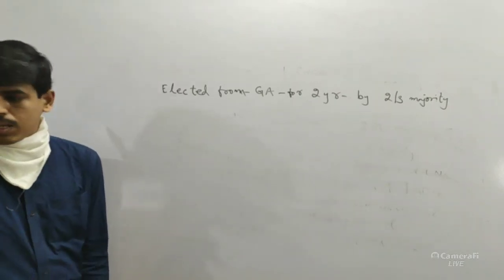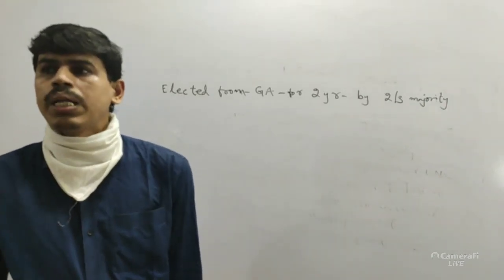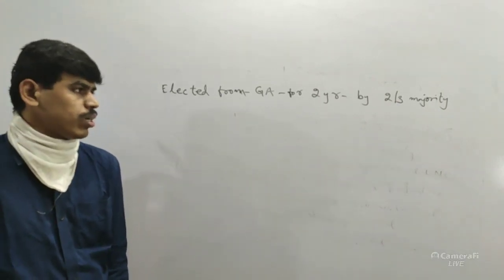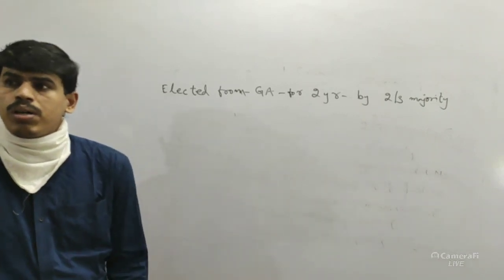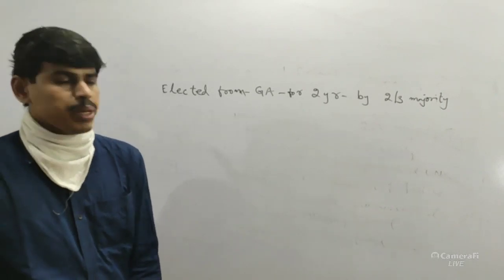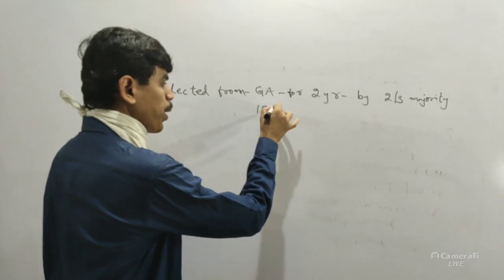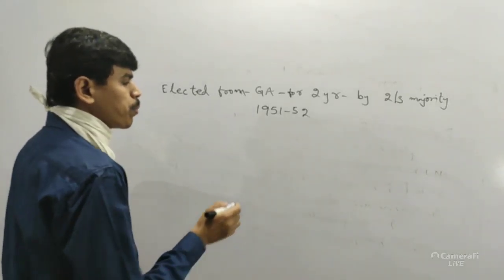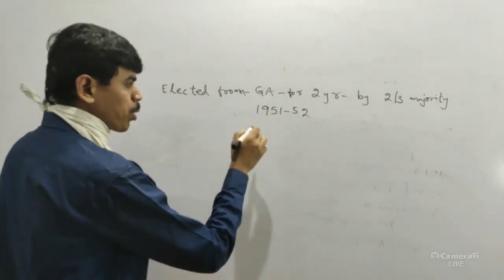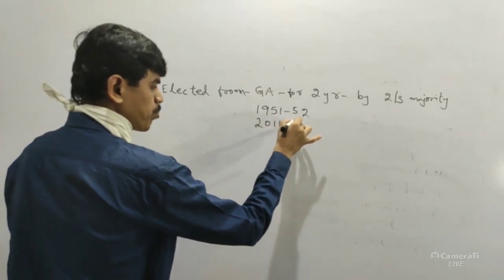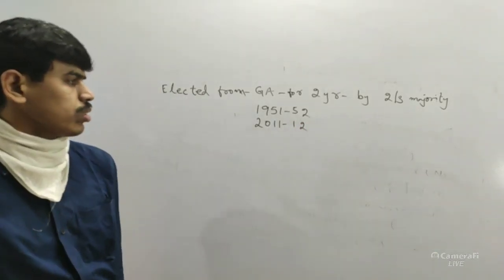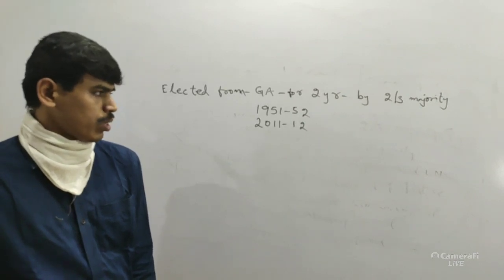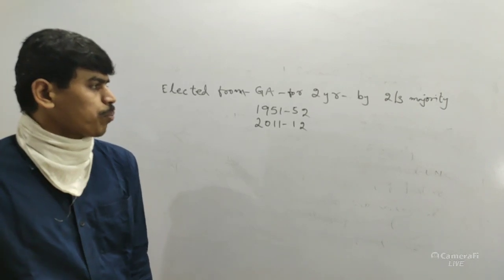What is the position of India in the Security Council? Still now it is not a permanent member, but sometimes it became a non-permanent member. India became a non-permanent member for the first time in 1951-52, and the last time from 2011 to 12. Five to six times India became a non-permanent member, for a period of up to 10 to 12 years.